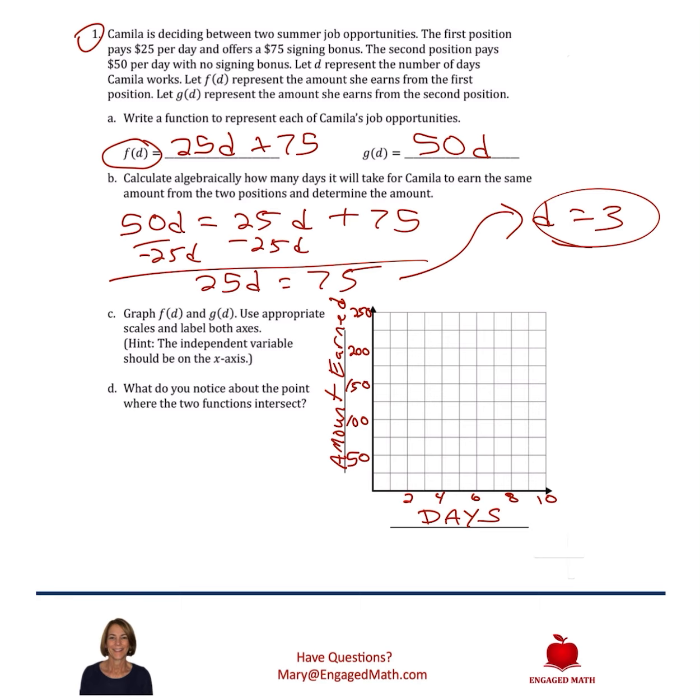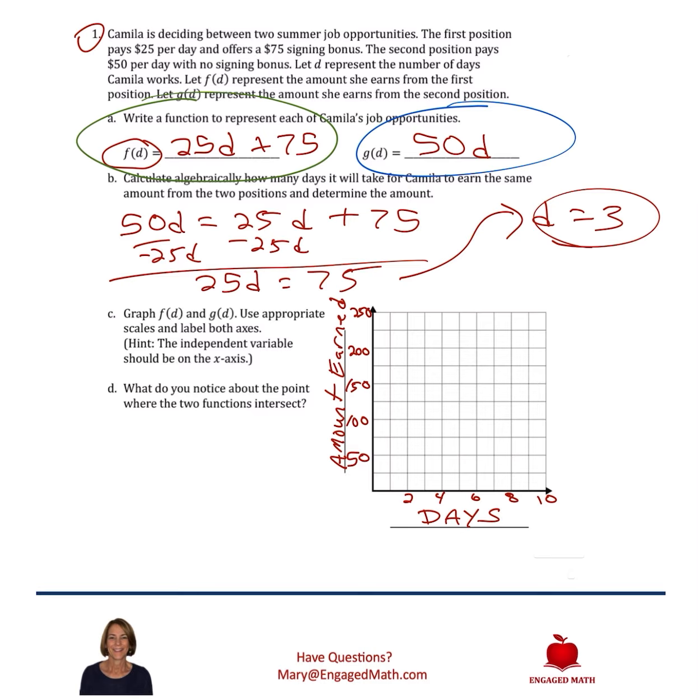But now we're going to graph both of these. So I'm going to do a little color coding now, and I'm going to take her first job and we're going to make that green, and her second job opportunity is going to be blue. So first, let's plot the F of D equals 25D plus 75.